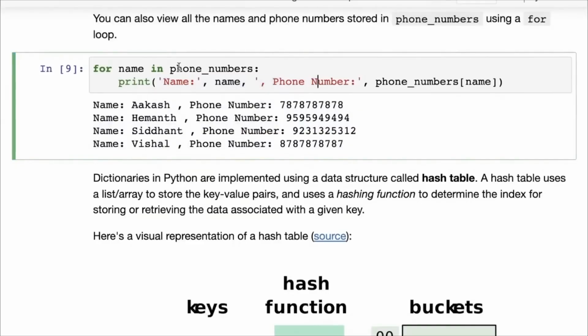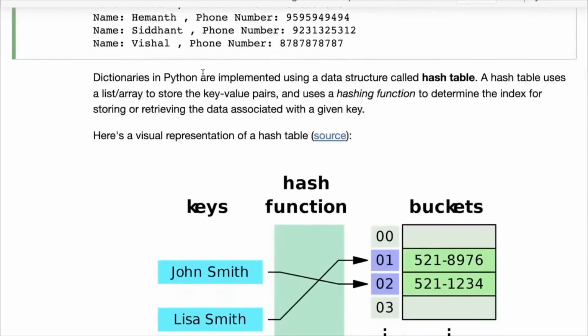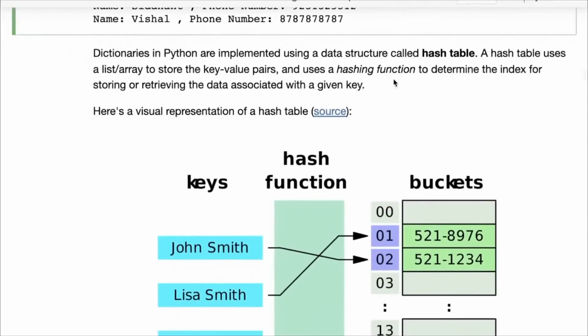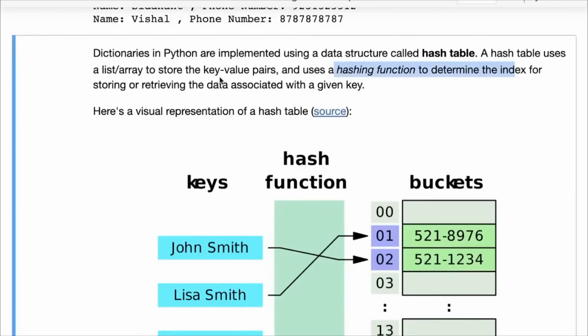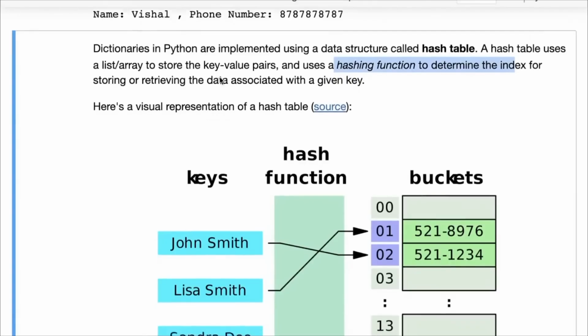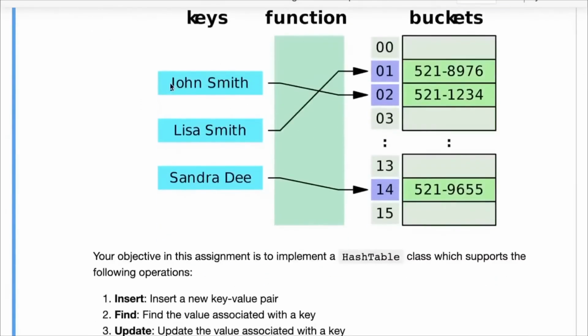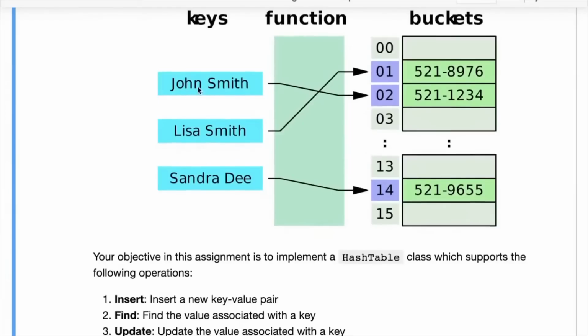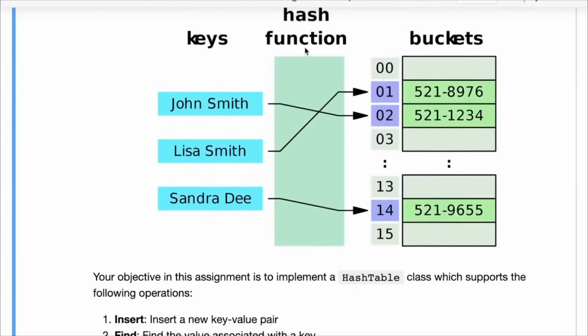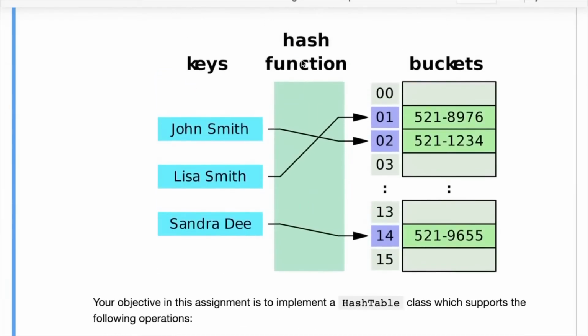So those are some things that you can do within a dictionary. And dictionaries in Python are implemented using a data structure called a hash table. And a hash table uses a list or an array to store key value pairs and uses a hashing function to determine the index for storing or retrieving the data associated with a given key. So here's what it looks like. Here you have the key John Smith, and you have a function called hash, and the function hash takes any key and it returns an index within the list.